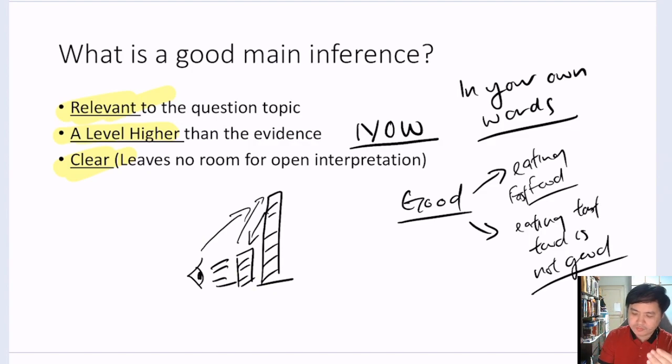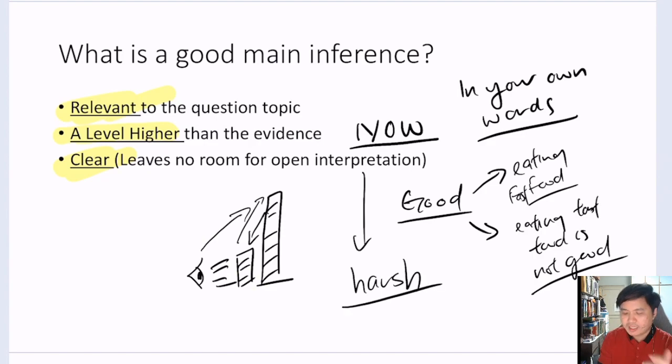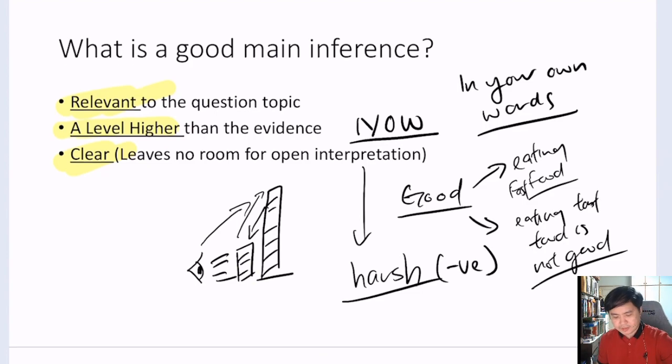The most obvious, the most commonly used word you can use is harsh. Harsh implies a negative tone, right? And it is direct. It is direct and it's clear. So leave no room for open interpretation. If you read your inference line, and you find that there is room for open interpretation, that means it's not clear enough. So make it clear. Moving on.